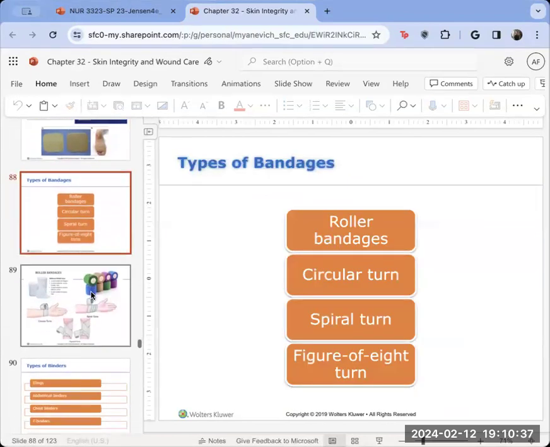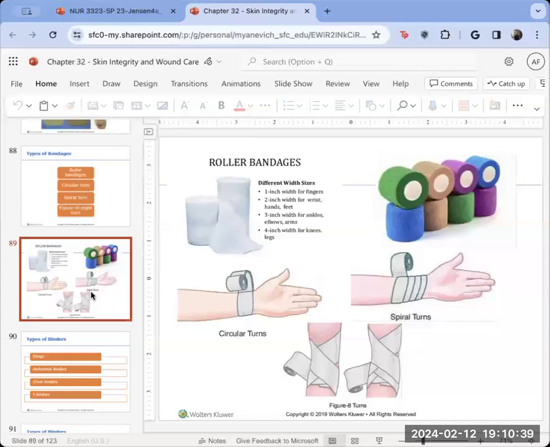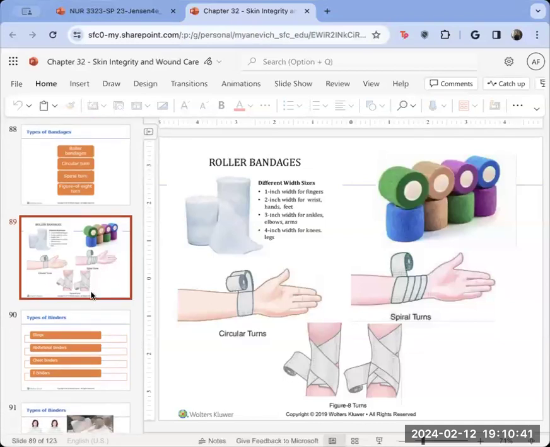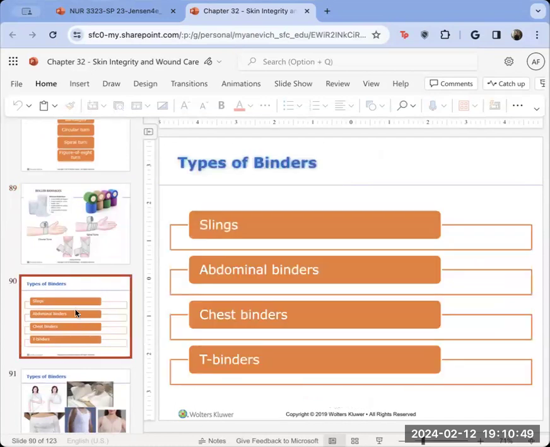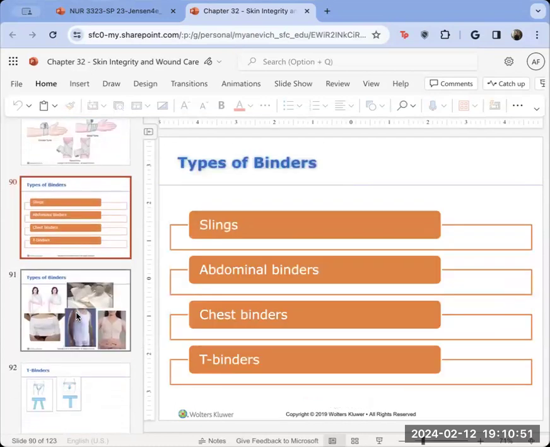Okay. I have no idea about the different types of band-aids. I've never been asked about them, but I've seen the roller band-aids for when you get blood drawn. I've never been asked about any of these.